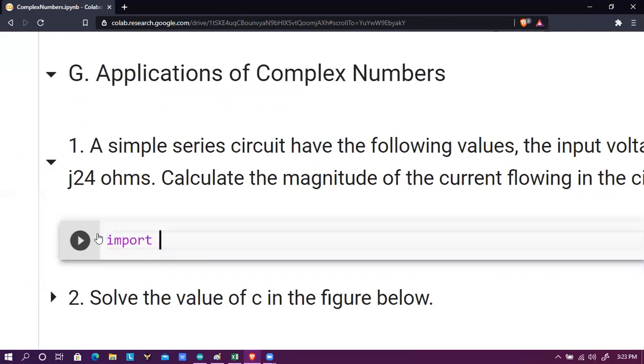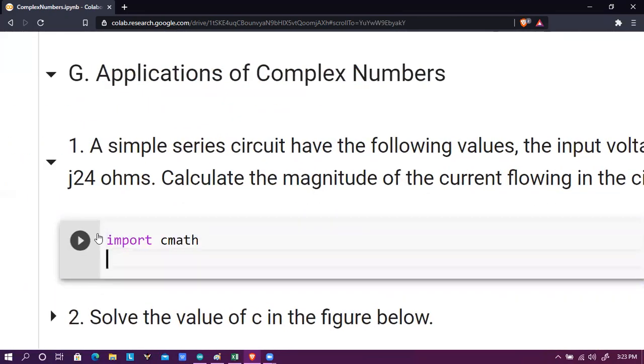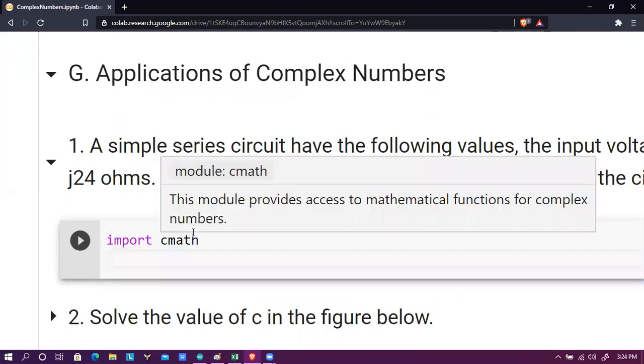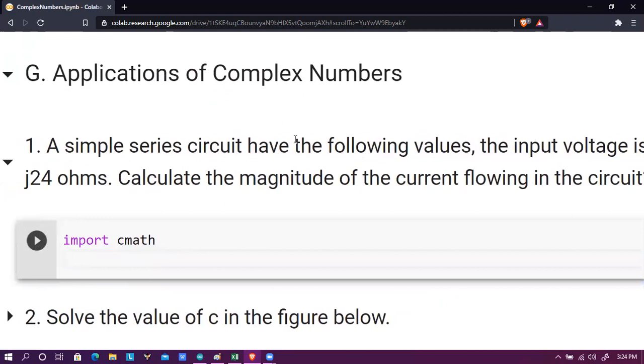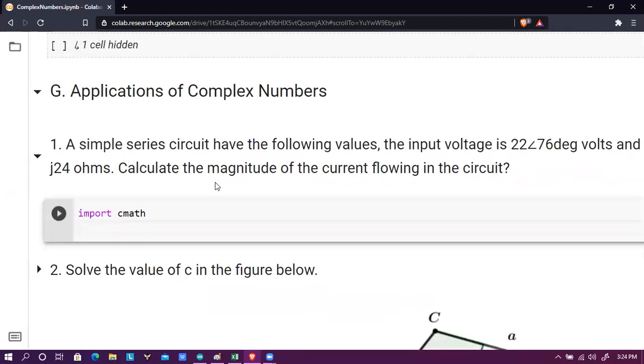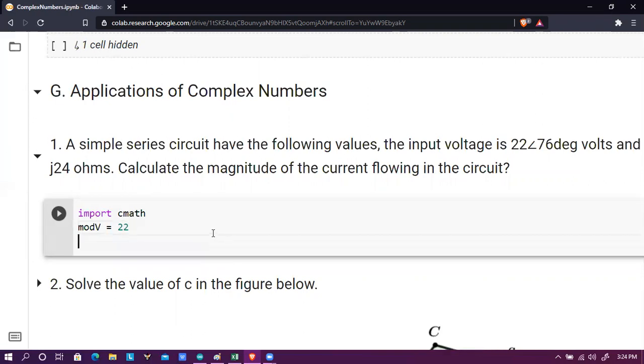Okay, let's make it larger. import cmath. Take note, now we are going to treat each problem as a new problem. That is why I always call on the import cmath function. Now we go to V. In this case, let's call this one the modulus of V, because that is given, which is equal to 22. Modulus of V is the magnitude of your input voltage. Okay, take note of that.